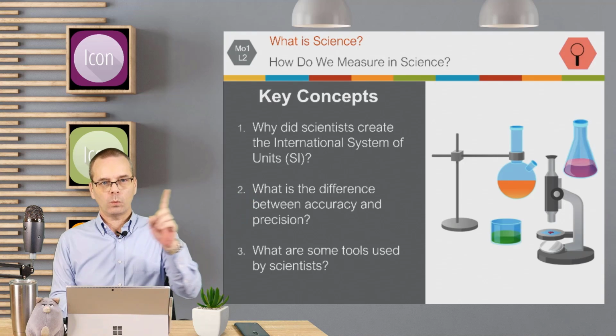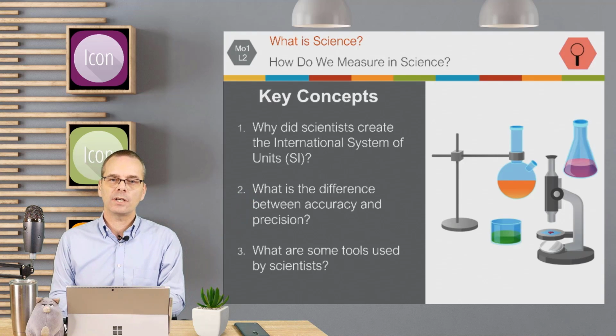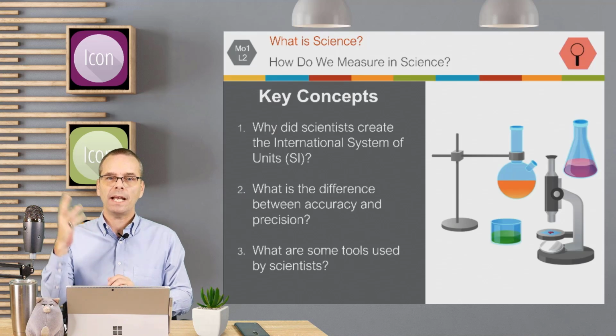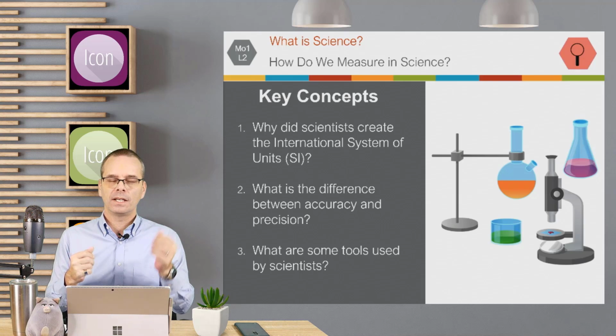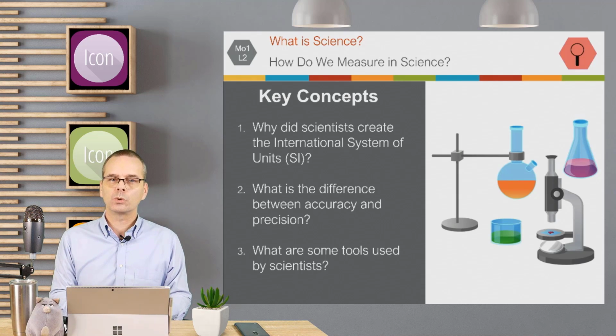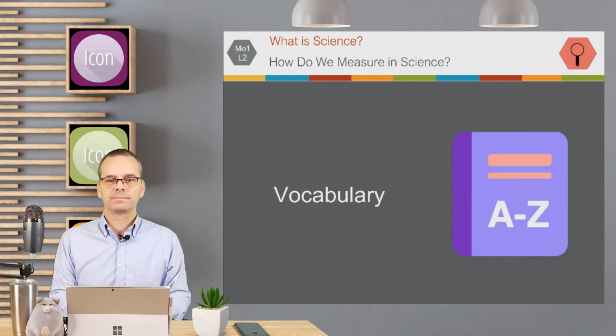Specifically, we'll be learning about: 1, why did scientists create the International System of Units? Number 2, what is the difference between accuracy and precision? And number 3, what are some tools used by scientists?